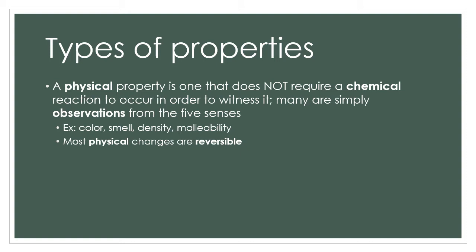Some examples of physical properties could include things such as color or smell. It might also include things like density, where I can do the measurements for it and very easily find it without changing the matter. It might also include things like malleability, where I do a physical change, hammering it into a new shape, but I do not change what the chemical composition of the thing is itself.